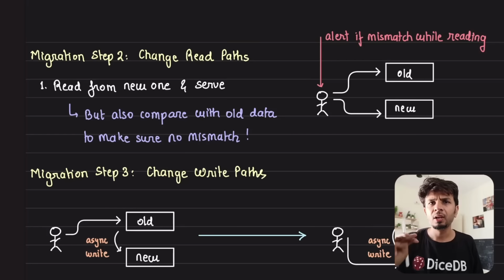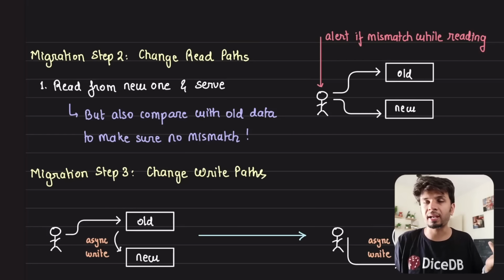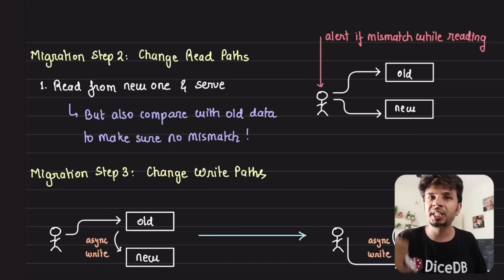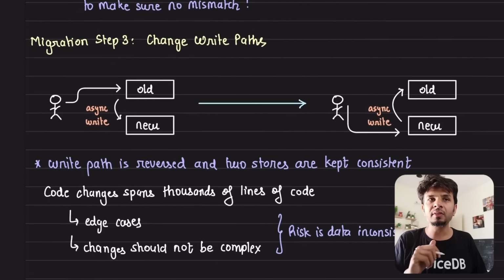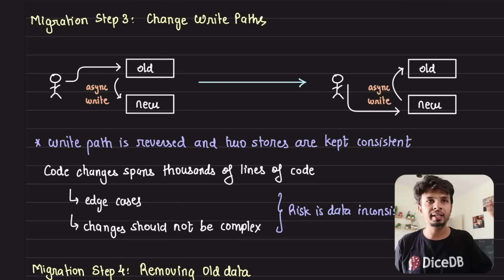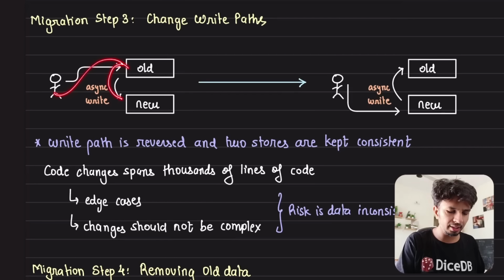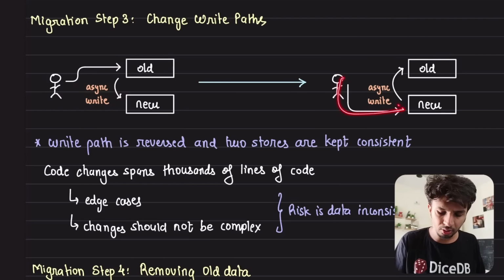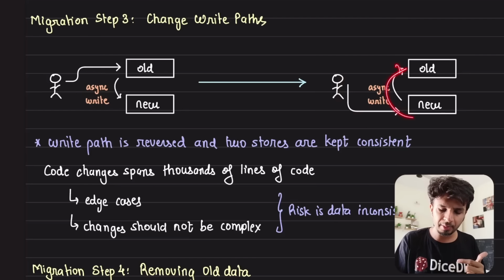Great. Now, once all of this was acknowledged and it was made sure that reads are consistent between the old and new approach, then comes step number 3, which is changing the write path. Initially the writes were going to old and asynchronously propagated to new. Now this needs to change to writes going to the new and asynchronously propagated to old.